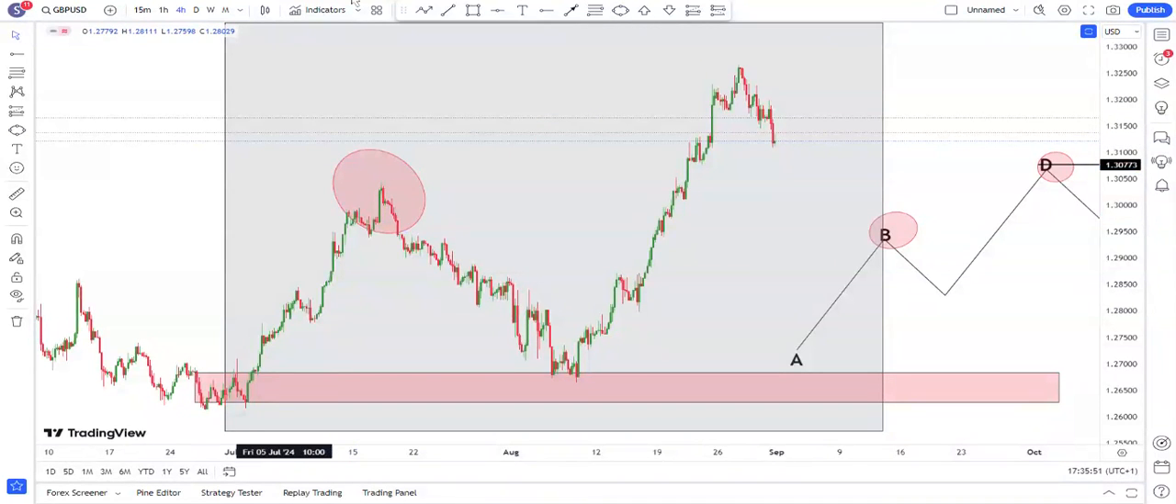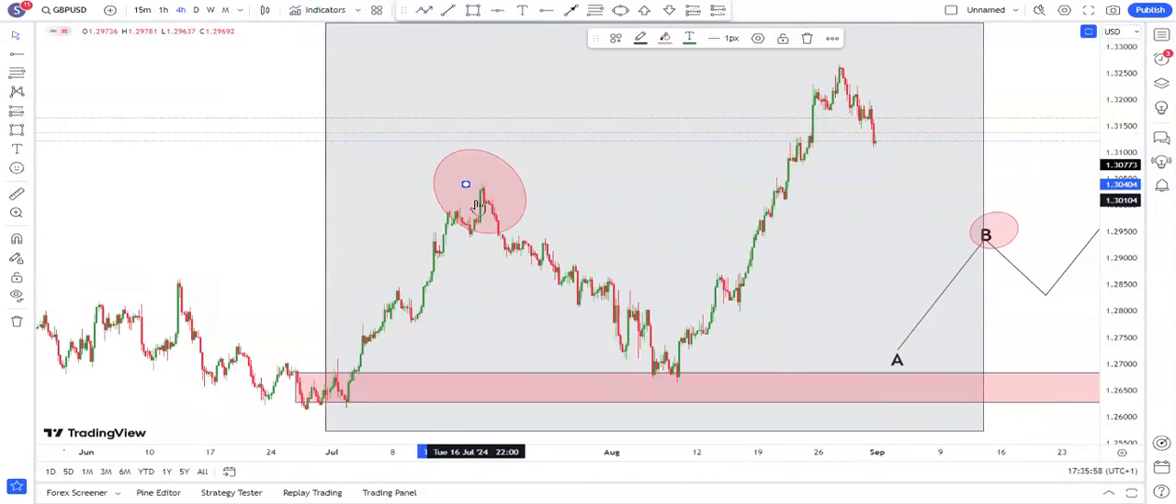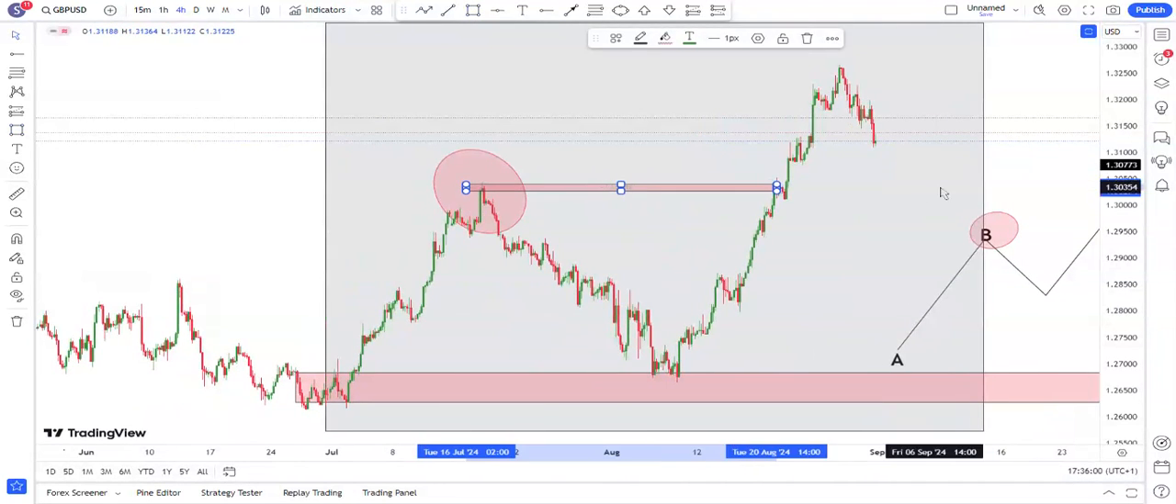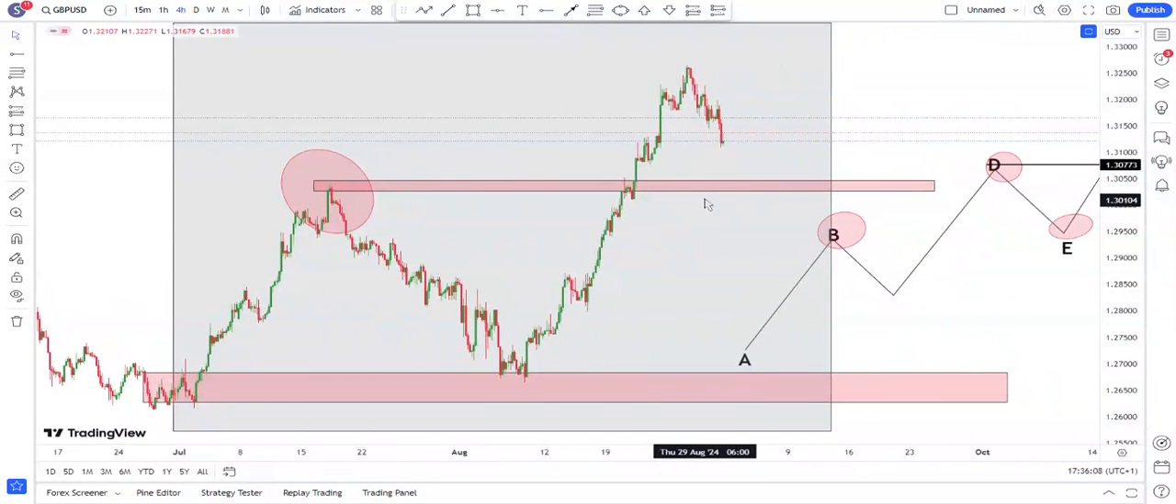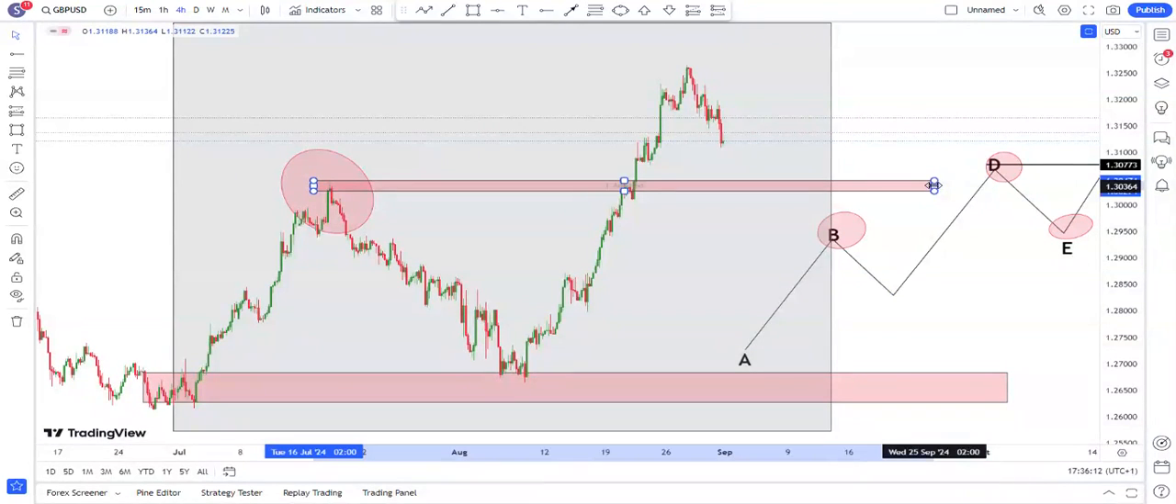So let me draw a rectangle and extend it to the future. Anytime charts reach this particular point, it will likely react. Let me draw it to the future. It's not just a line, it's a zone.